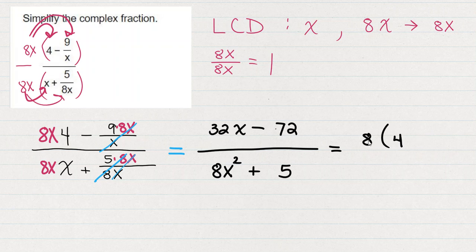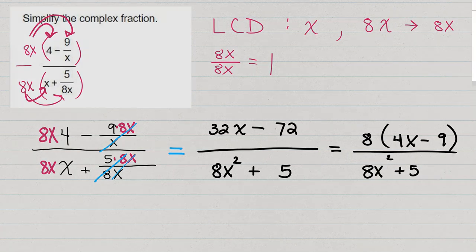32x divided by 8 is 4x. 72 divided by 8 is 9, so I have 8 times the quantity of 4x minus 9 over 8x squared plus 5. Don't make the mistake of being a home wrecker. You don't want to take this 8 and this 8 and divide those out or reduce.